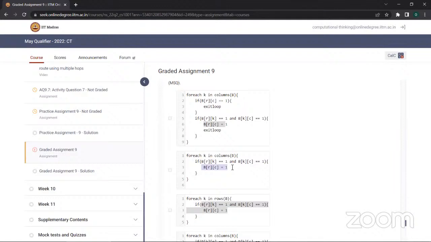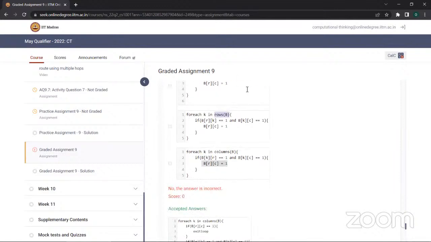What is the difference between K in columns and K in rows? See, rows and columns don't matter. You don't have to worry too much about it because our matrix is symmetric. So rows of B and columns of B, either of these statements will give you numbers from 0 to n minus 1. Sir, so then the last option will also be correct.